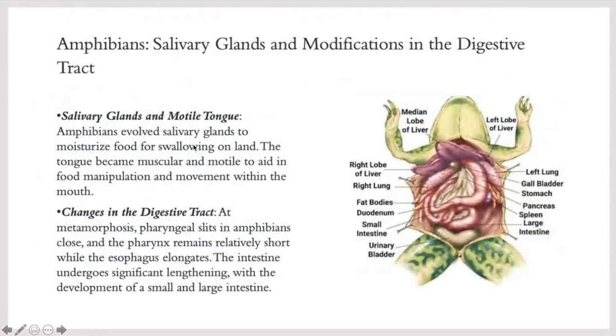But as they become adults and start living primarily on land, they don't need these pharyngeal slits anymore. So the pharyngeal slits are going to close, okay? And when they close, the pharynx is going to become a bit more muscular, the esophagus is going to become longer, and they also develop the intestines. So the intestines were seen for the first time in the amphibians. This would be the small and the large intestine.